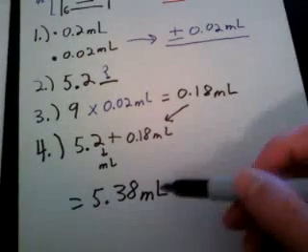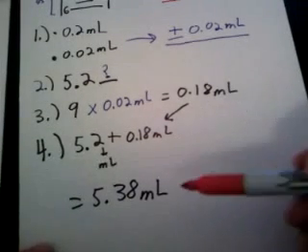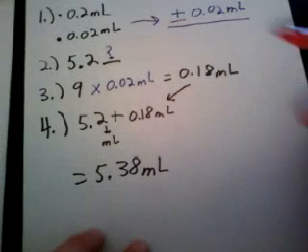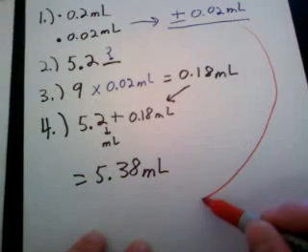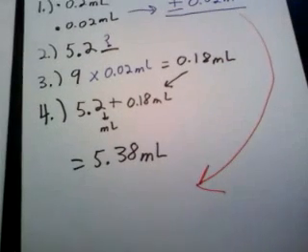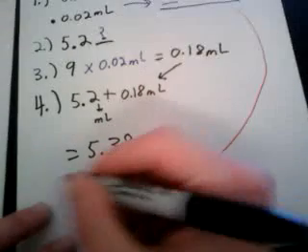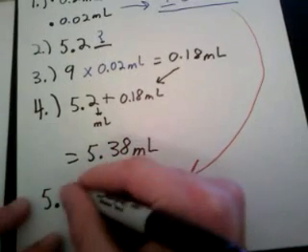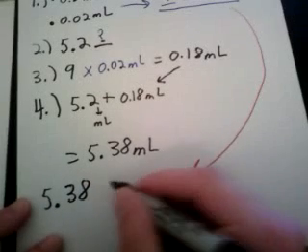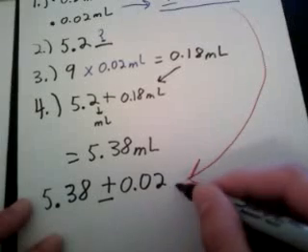Now, remember, this is not correct entirely. What you need to do is stick back your uncertainty. Remember, it must contain the uncertainty and the units. So the uncertainty is over here. So I'm sticking that back into my final answer, which is going to be 5.38 plus or minus 0.02 milliliters.